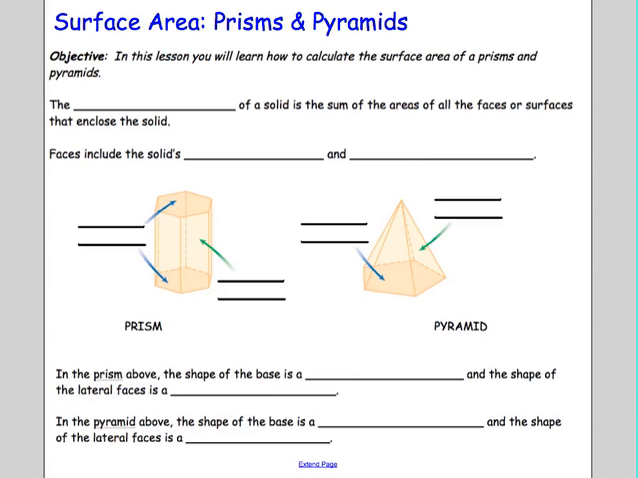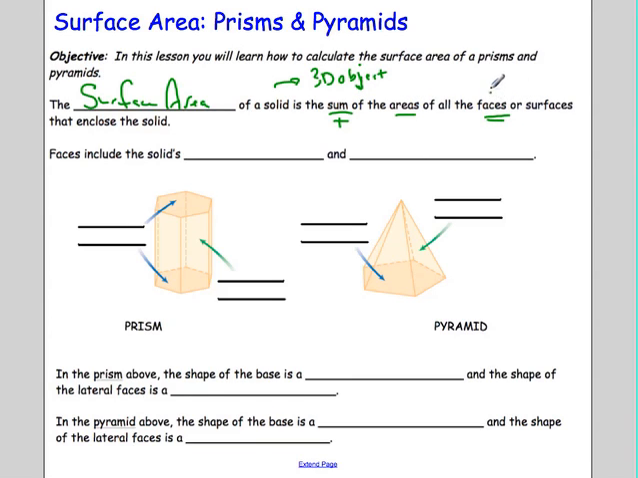Let's start off. It says the surface area of a solid is the sum of the areas of all the faces or surfaces enclosed. Solid, basically, means a 3D object, so we'll be looking at 3D objects. Sum basically means we're going to add together each of the areas of all the faces.